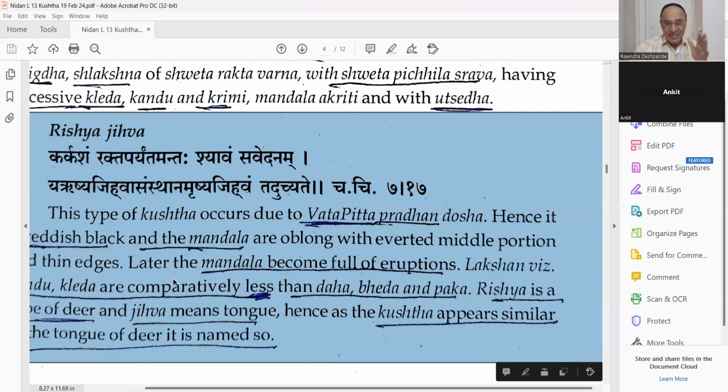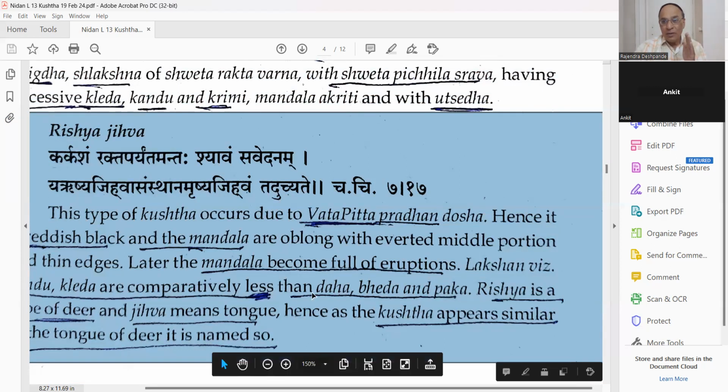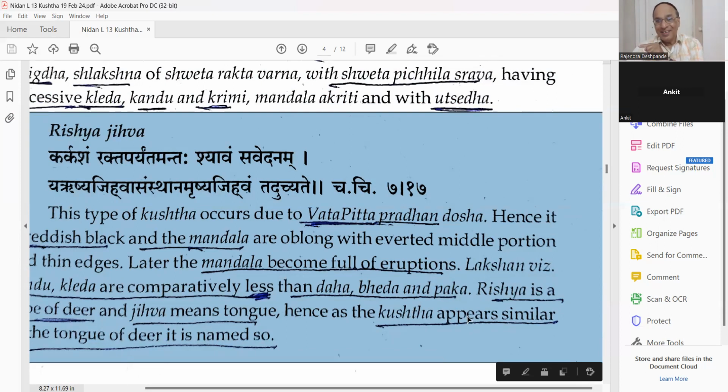Kandu and Kleda is less. Then Daha is more, Vedana will be more, and Paka, inflammation will be there. Rushya, what is the name? Why is there Rushya? Rushya is a type of deer, an animal. And Jivha means tongue. So this particular patch of this skin disease looks like the tongue of the deer. Tongue of the deer, that is called Rushya Jivha.